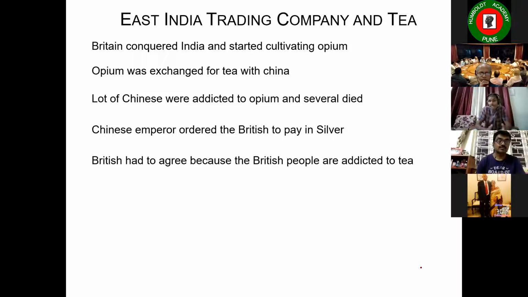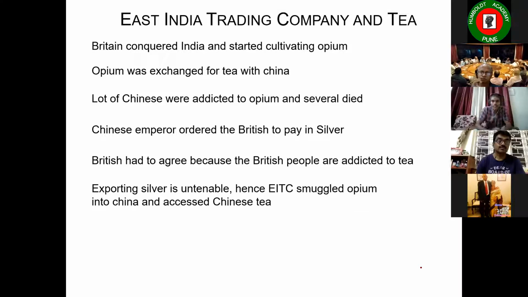British immediately agreed because the British people were addicted to tea. Right? So now the demand was so high that the British could not say, no, we will not give you silver and we don't want tea. That cannot be done because the British people were addicted to tea. Obviously, exporting silver is untenable. So what the East India Trading Company did was smuggle opium to China and access the Chinese tea.